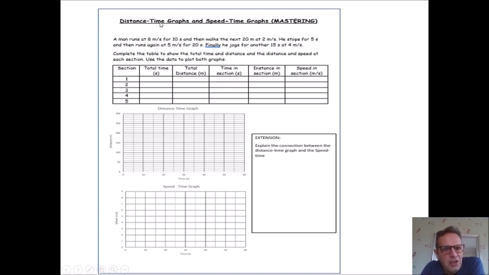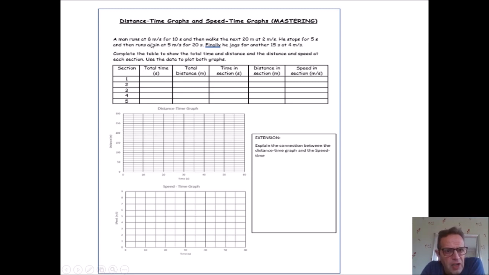Okay, and here's the super hard one. The other sort of graph that you do when you get to GCSE is speed time graphs, and people often get confused between these two graphs. So let's look at the top bit first. Just turn this passage into data.